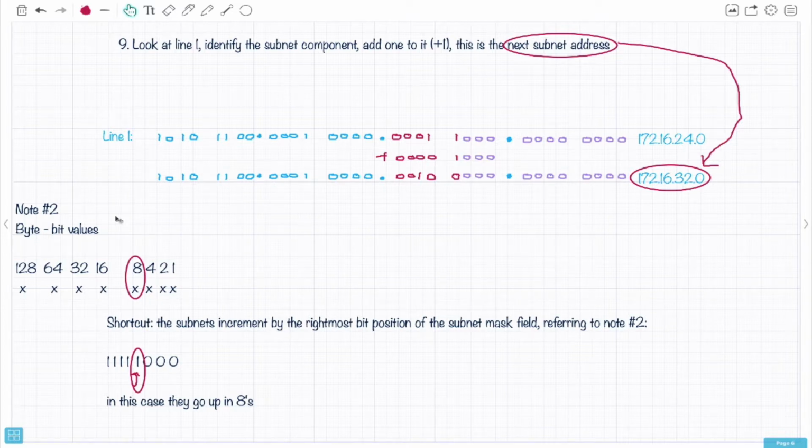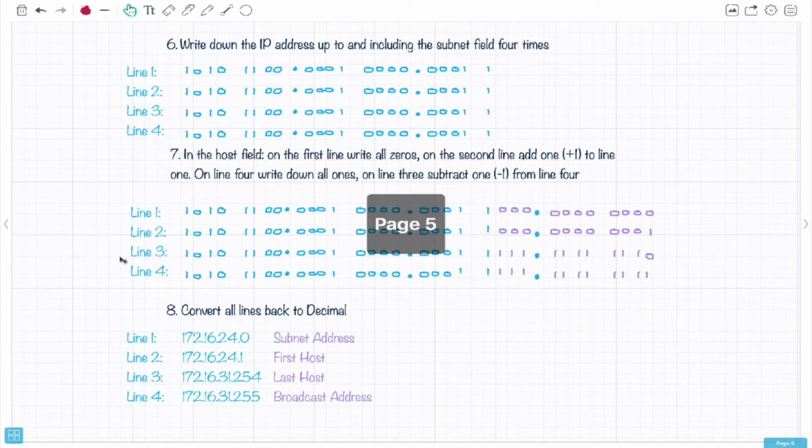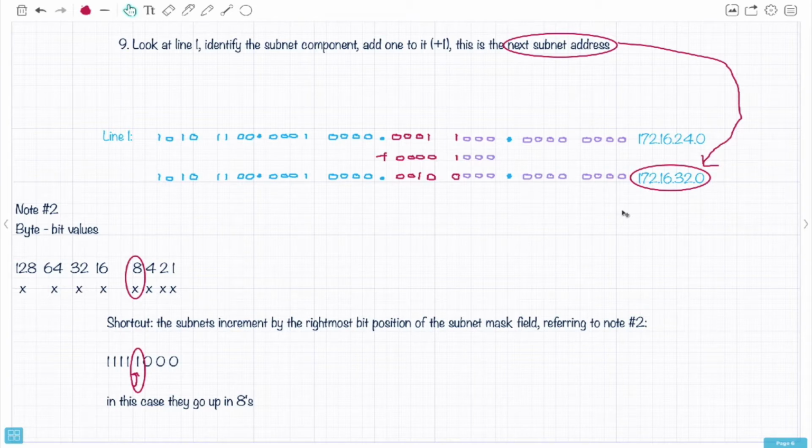Another quick shortcut for you: if you were to add 1 to this broadcast address, all the 1s will ripple over to be 0000000000001, and that of course will be 32, because the next number after this is 32. So you could have just added 1 to the broadcast address as well, but this method is a lot easier and simpler to do. So 172.16.32.0 is the next subnet after 172.16.24.0.